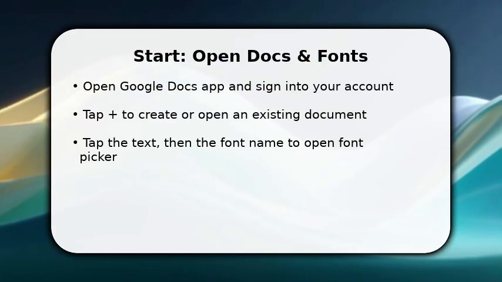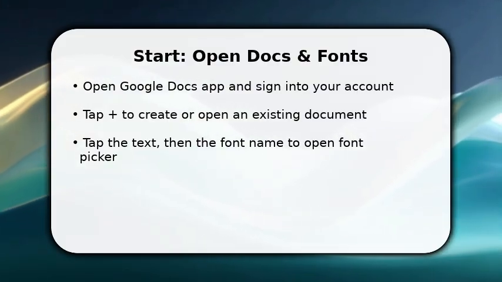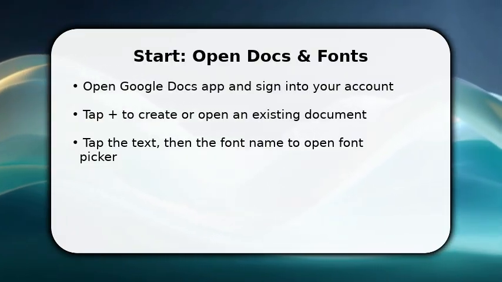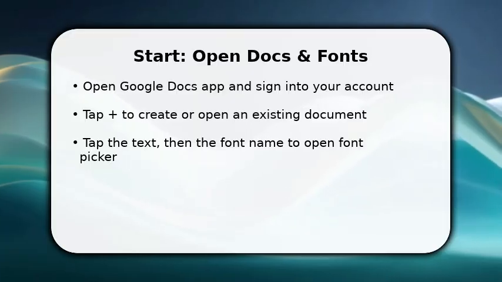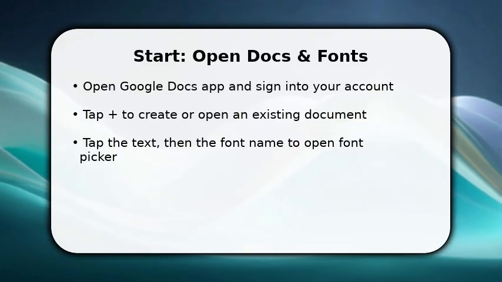You start by opening the Google Docs app and signing in so your fonts sync across devices. Tap an existing document or the plus to create one, then select Text and tap the current font name to open the font picker. Once the font picker appears, choose More Fonts at the top.